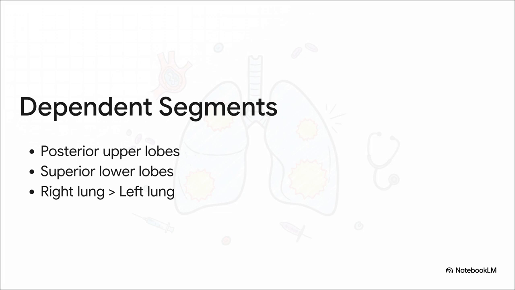A super quick mnemonic for the boards is post-up, sup-low. Posterior upper lobes and superior lower lobes. Furthermore, they heavily favor the right lung. Why? Because that right mainstem bronchus is so much less angulated than the left. It essentially acts as a straight, rapid transit water slider for bacteria straight down into the dependent right lung bases.